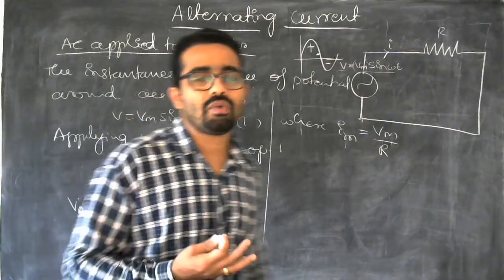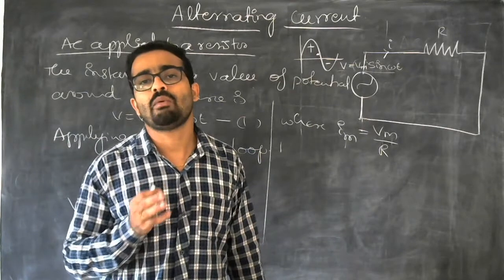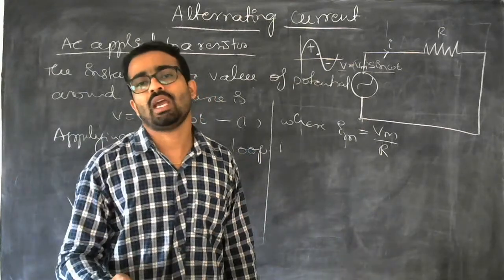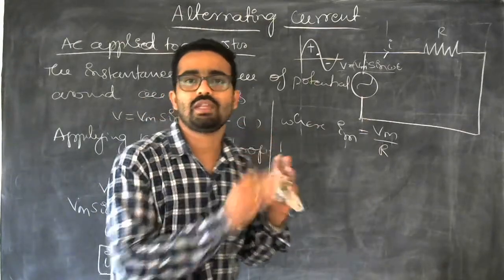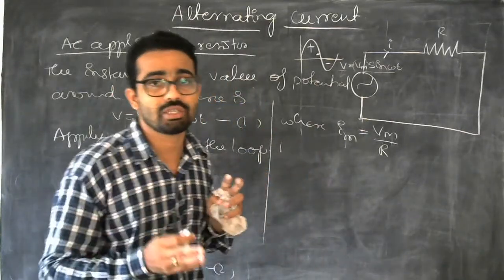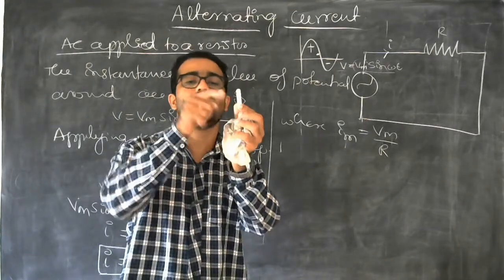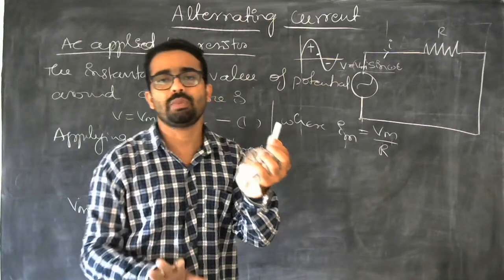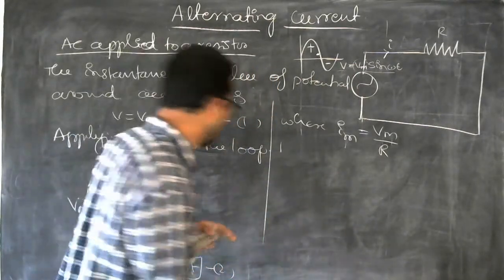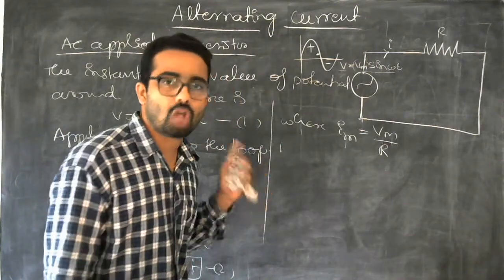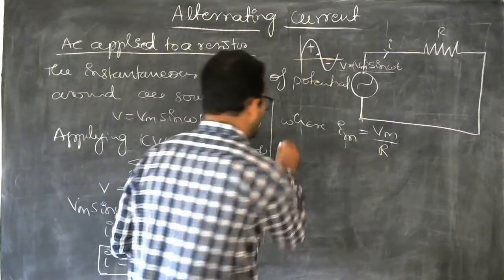In other words, a phasor is a vector which rotates about an origin with the angular speed omega. I will explain the meaning of that phasor. Phasor means it is a vector which can be rotated about an origin with the angular speed omega. I will explain what that definition says. So I told you that we should draw the phasor diagram to show the relation between current and voltage. Phasor diagram.